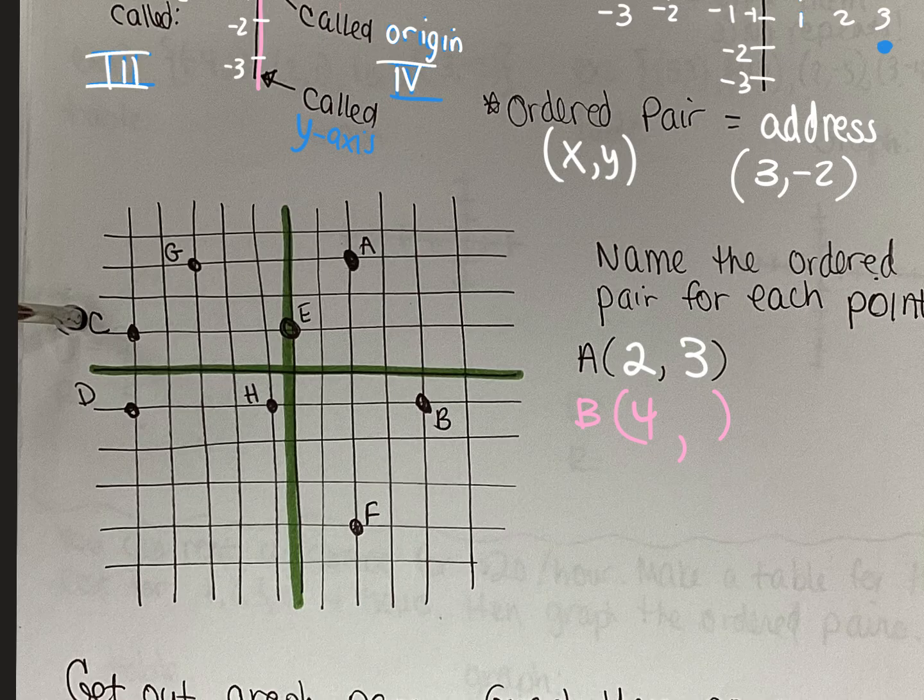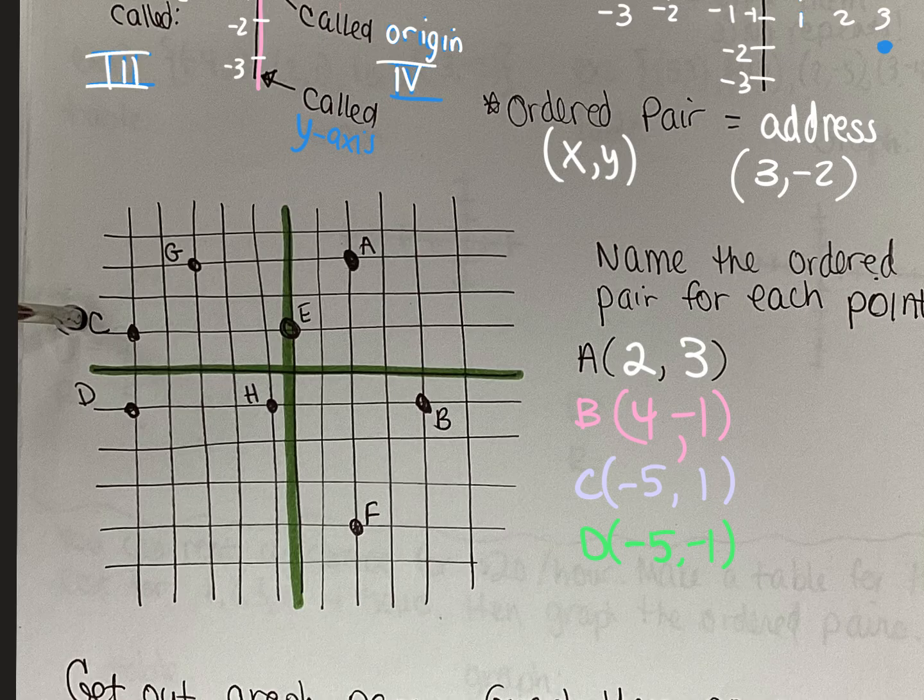Okay, you try typing in your answer to C. C is -5, +1. Type in your answer to D. -5, -1. Type in your answer. Well, let's talk about E.